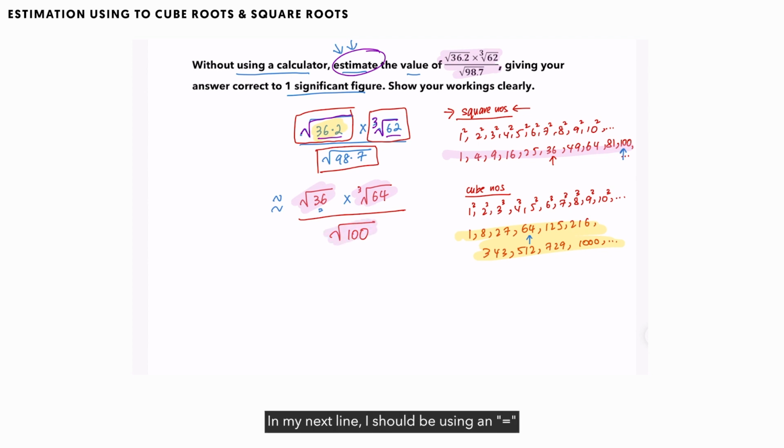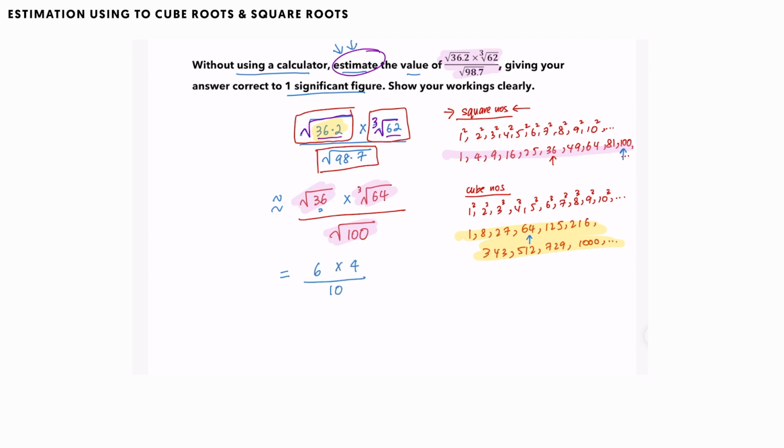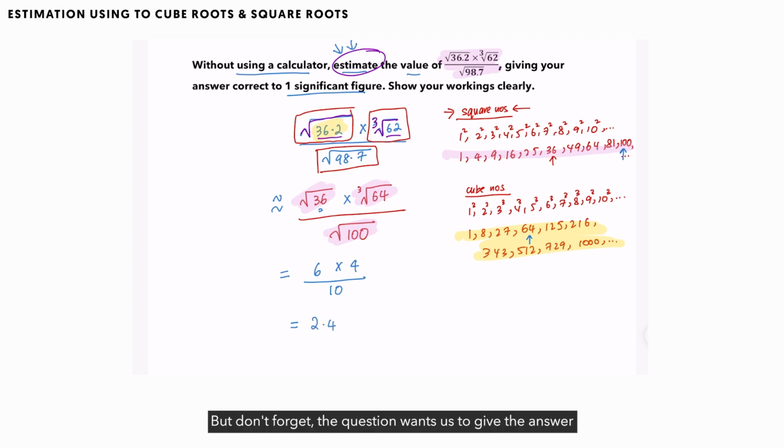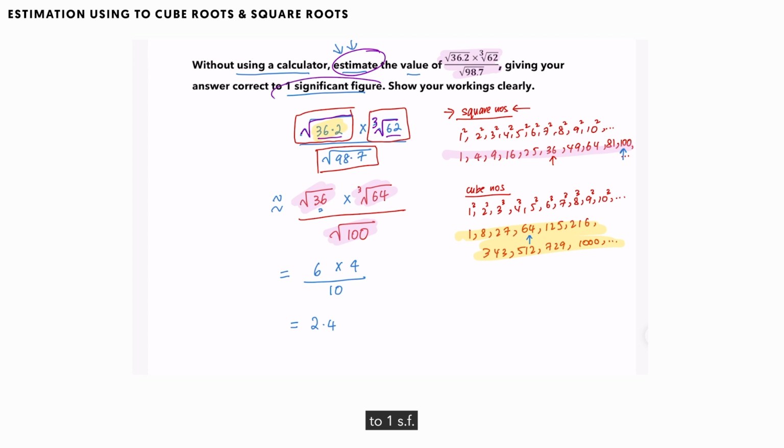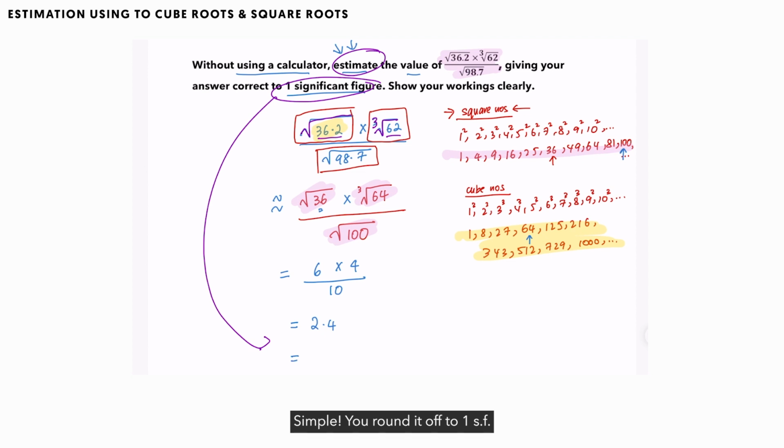In my next line, I should be using an equal sign because it is the exact value. No more estimation is taking place. So finally, we should get 6 times 4 divided by 10. And again, it's an equal sign because I'm no longer doing estimation. So 6 times 4 is 24, divided by 10 is 2.4. But don't forget, the question wants us to give the answer to 1SF. So, what do? Simple. You round it off to 1SF. You get 2. But don't forget, since we have rounded it off to 1SF, I have to write down in the brackets 1SF. And we are done.